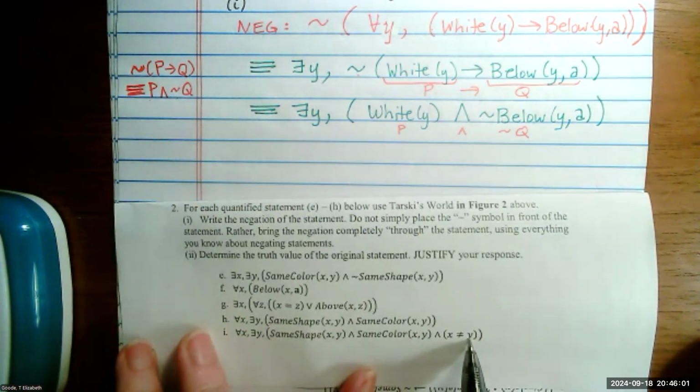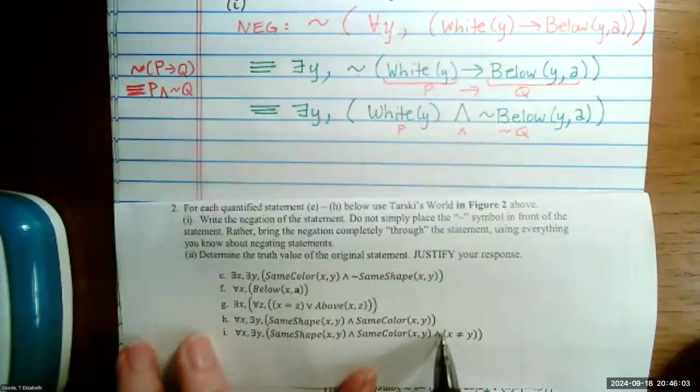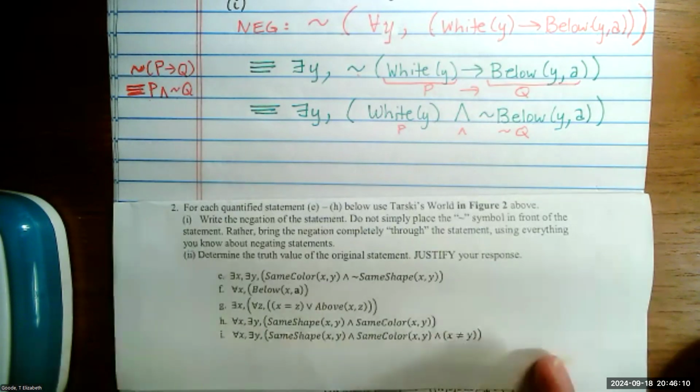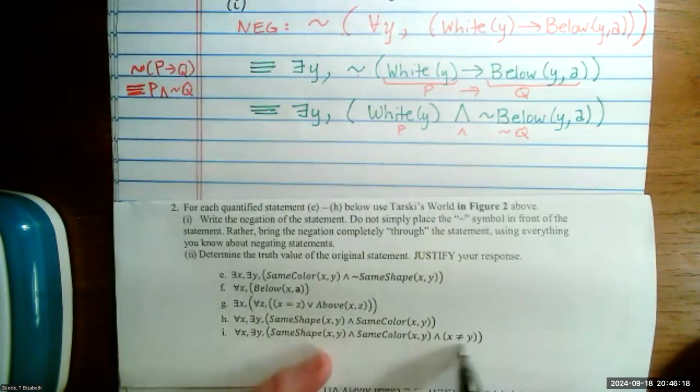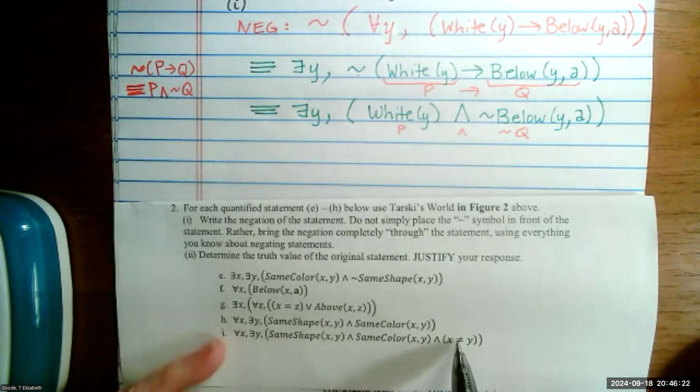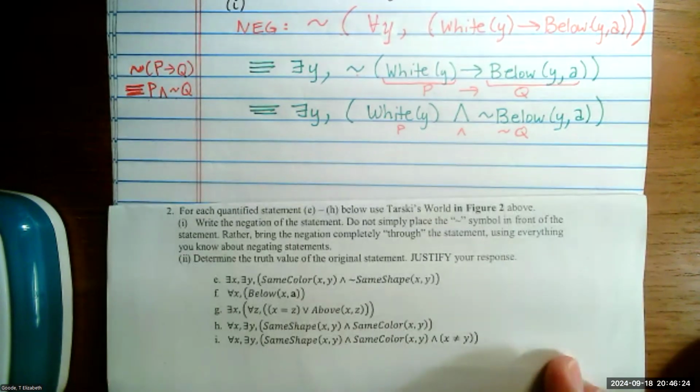By the way, when we negate x is not equal to y, what do you think we're going to get? Will we get x equals y? You sure will. Good job. So you can bring the not through this and just change it to x equals y, instead of leaving the not outside of x is not equal to y.